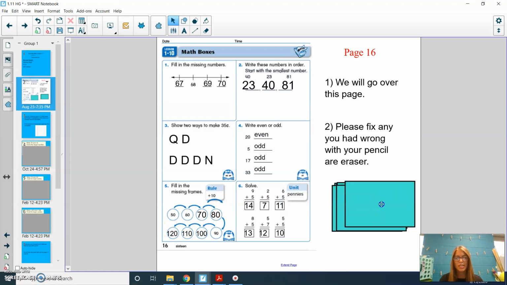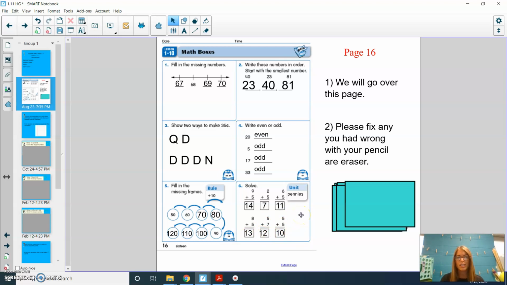For question number 6, I chose to use the unit pennies. You could put whatever unit you wanted. But when I'm solving 9 plus 5, I know my answer is 14. 2 plus 5 is 7, 6 plus 5 is 11, 8 plus 5 is 13, 5 plus 7 is 12, and 5 plus 5 is 10.